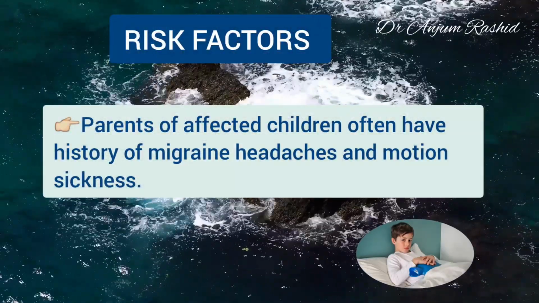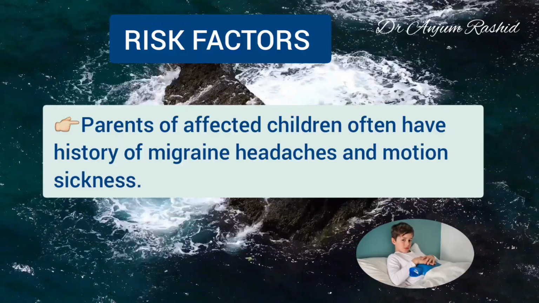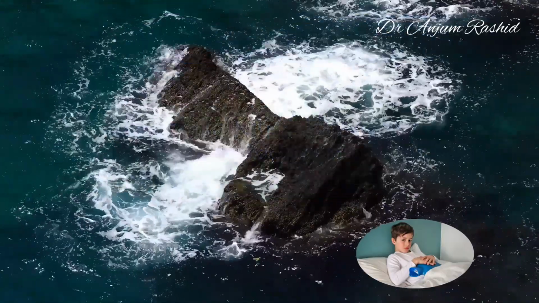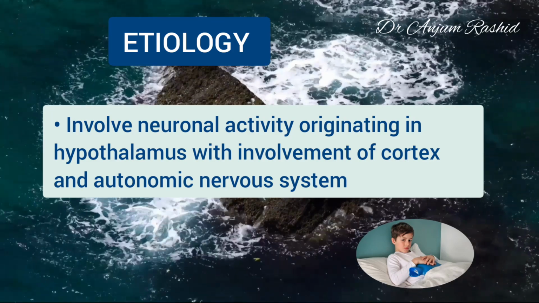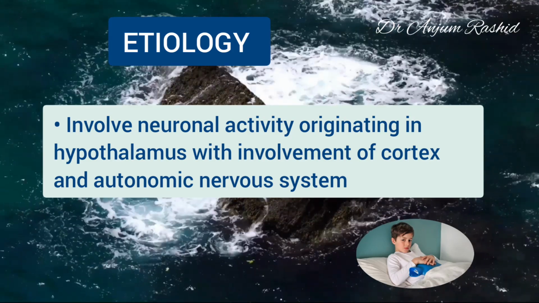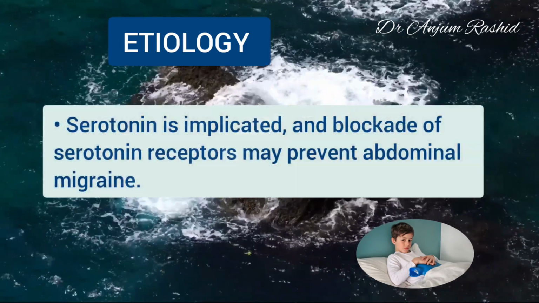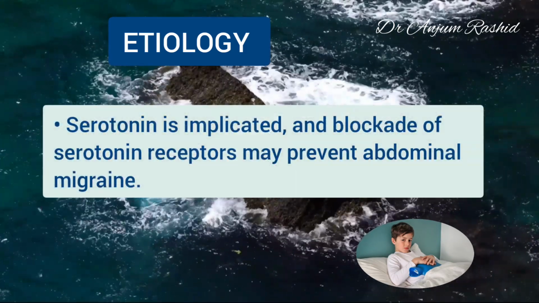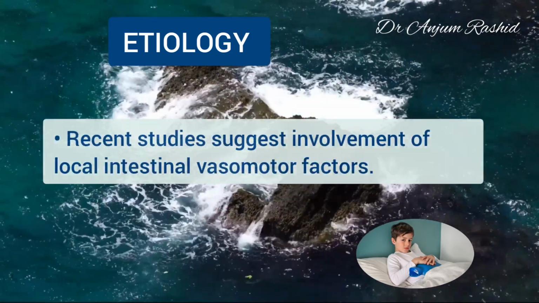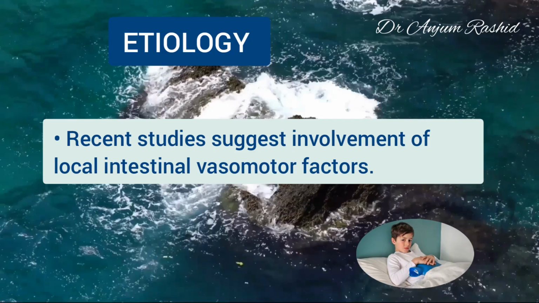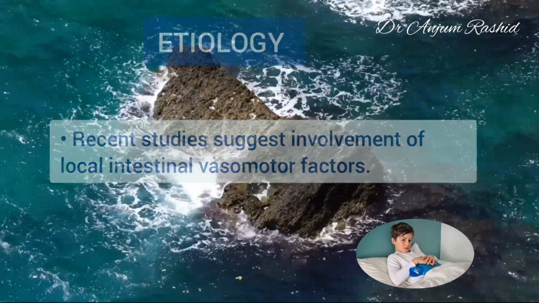Now, there are some genetic risk factors, and parents of affected children often have a history of migraine headaches and motion sickness. Abdominal migraine may involve neuronal activity originating in the hypothalamus, along with the involvement of the cortex and autonomic nervous system. Now, serotonin is implicated, and blockade of serotonin receptors may prevent abdominal migraine. Recent studies also suggest involvement of local intestinal vasomotor factors in abdominal migraine.